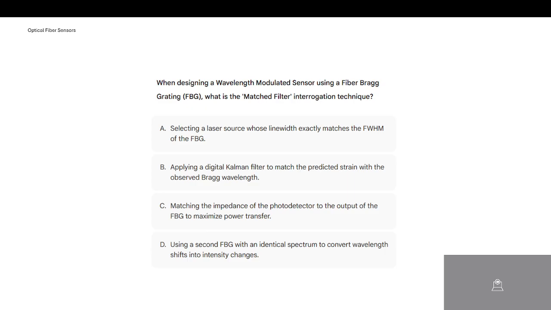Option D, sir. Option D, using a second FBG with an identical spectrum to convert wavelength shift into intensity changes. Yeah, it's correct. Okay.